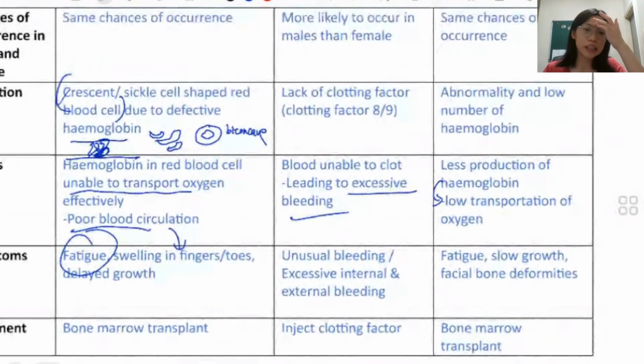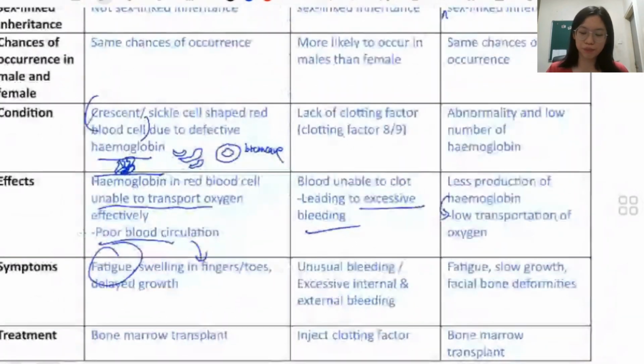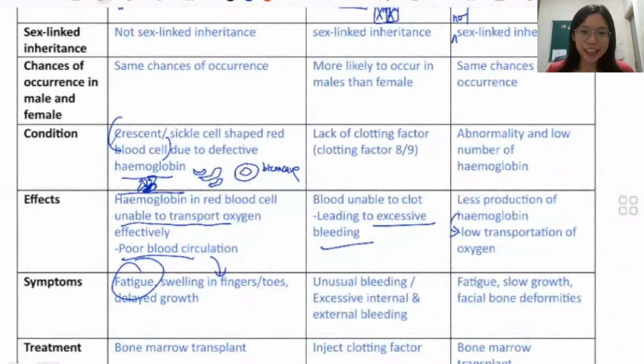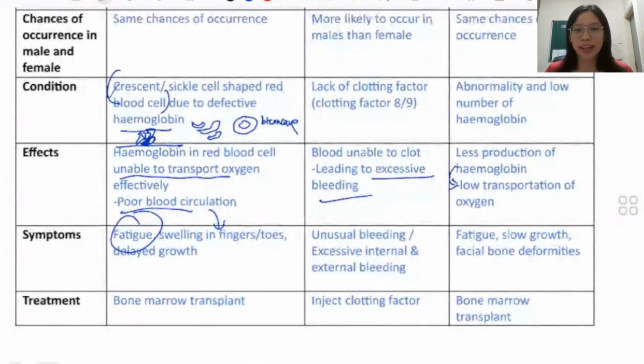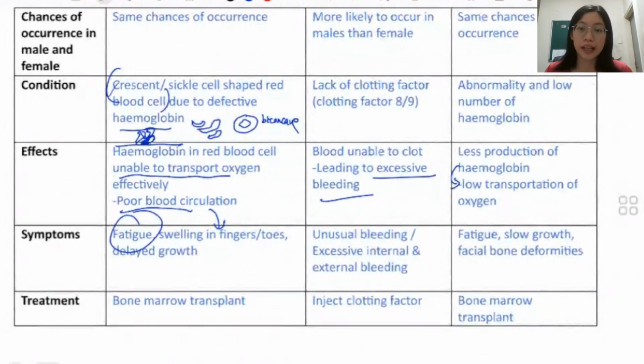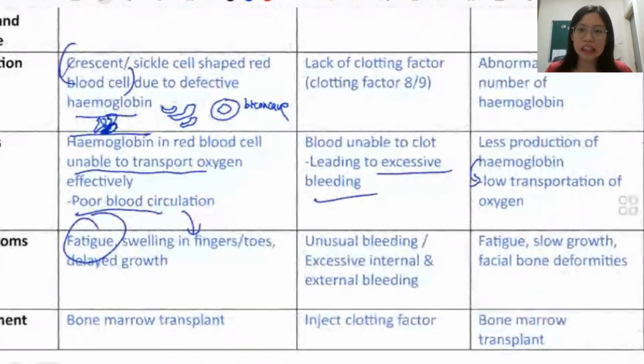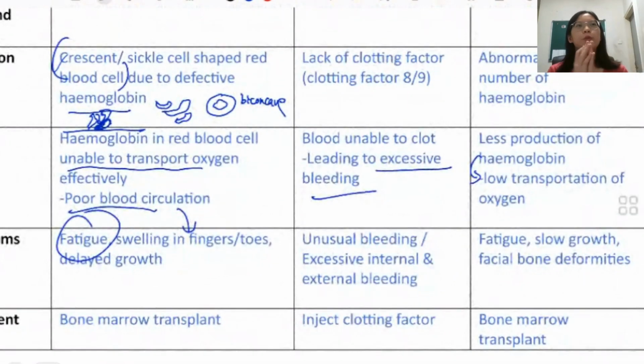And what about hemophilia? Unusual bleeding, excessive internal and external bleeding. So what is internal bleeding? Can you recall, sometimes you hit something very hard and then the next day, oh, your elbow got a bruise, right?